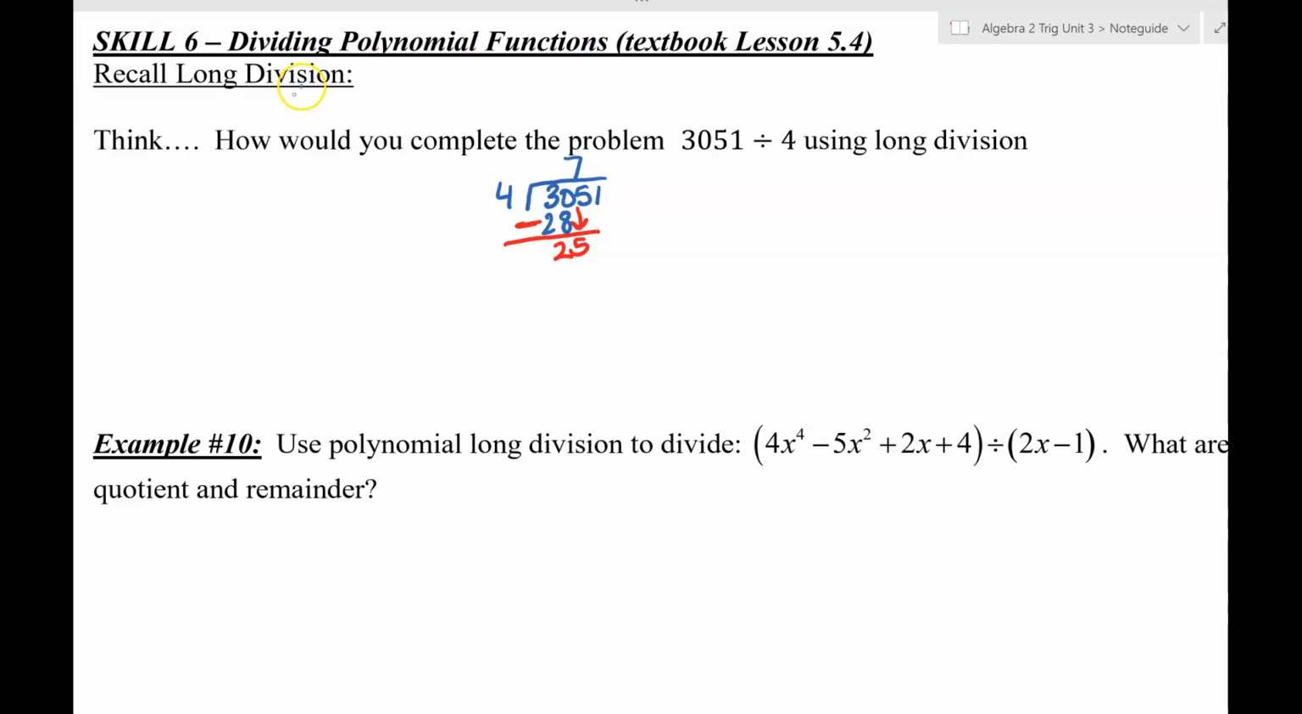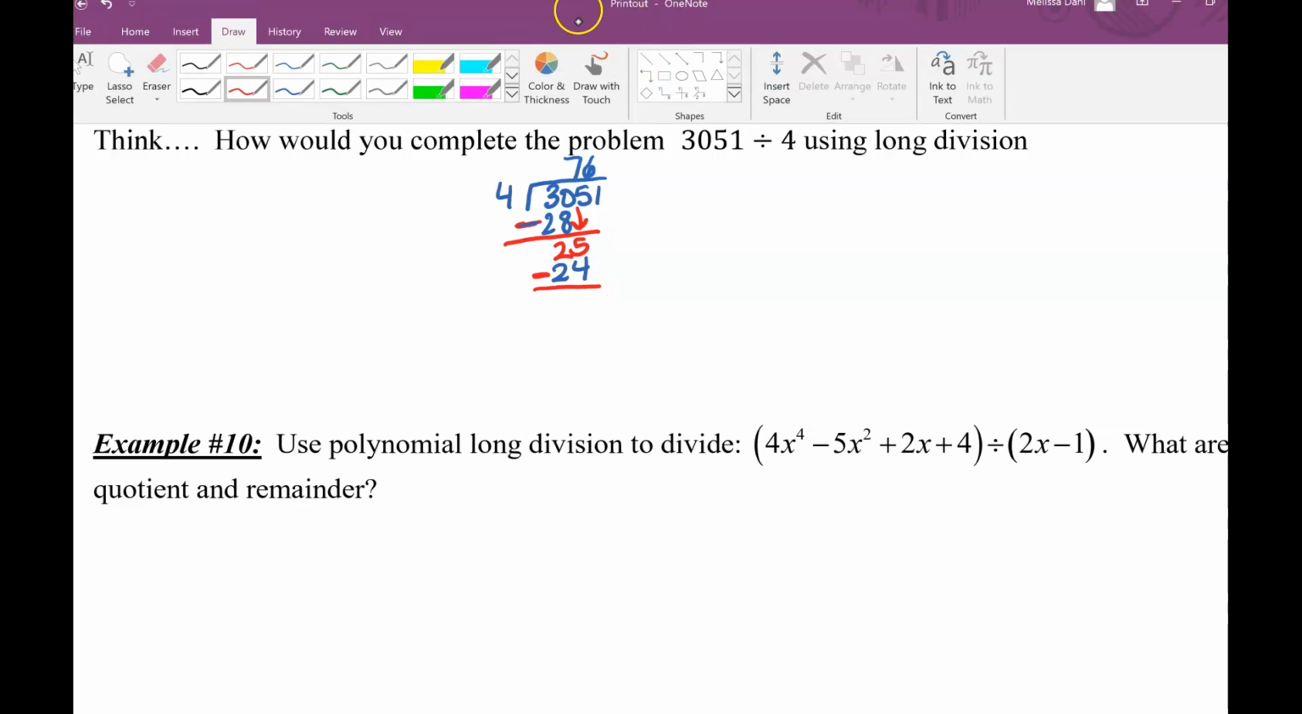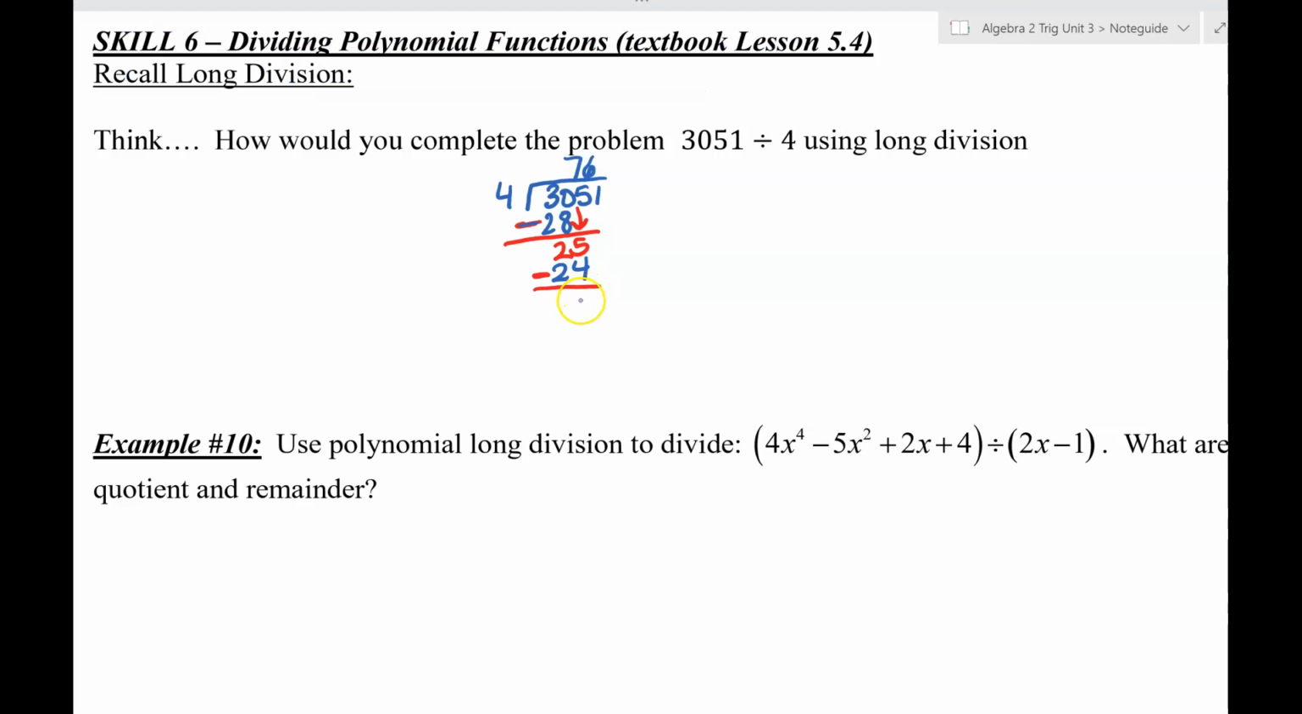Now we're going to ask ourselves, 4 times what makes 25? The closest we can get is 6, and we multiply those together. 6 times 4 gives us 24. And again, what are we doing with those values? We are subtracting them. 25 minus 24 leaves us with 1, and we drop down the other 1.